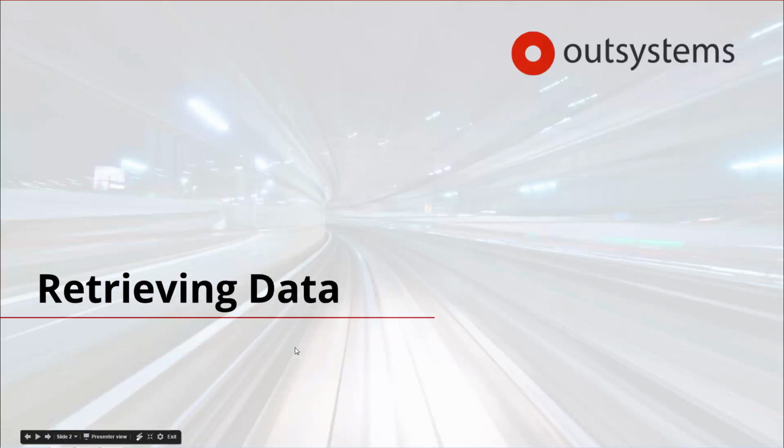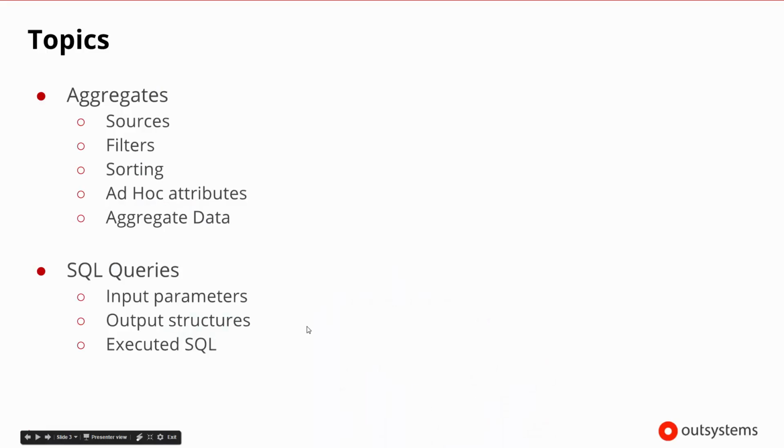Welcome to Retrieving Data. In this session, we'd like to discuss how we are able to retrieve data in OutSystems. And there are two major ways for us to do that. We can use aggregates to retrieve data, and we can use SQL queries. When we use aggregates, there are a number of things we need to define about them and things that we can control to go ahead and get exactly the types of data that we're looking for.